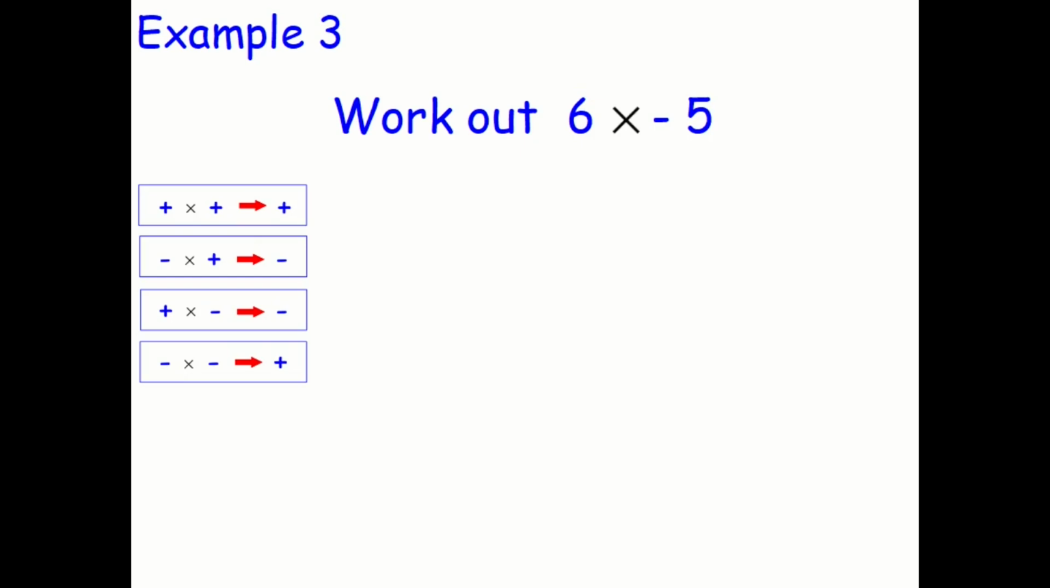Example 3. Here it says work out 6 multiplied by -5. Well, this is an invisible plus sign here, so it's positive multiplied by a negative. If we're doing a positive multiplied by a negative, then my answer is going to be negative. So I'm going to do 6 times 5, which is 30, and my answer therefore is minus 30 or negative 30.